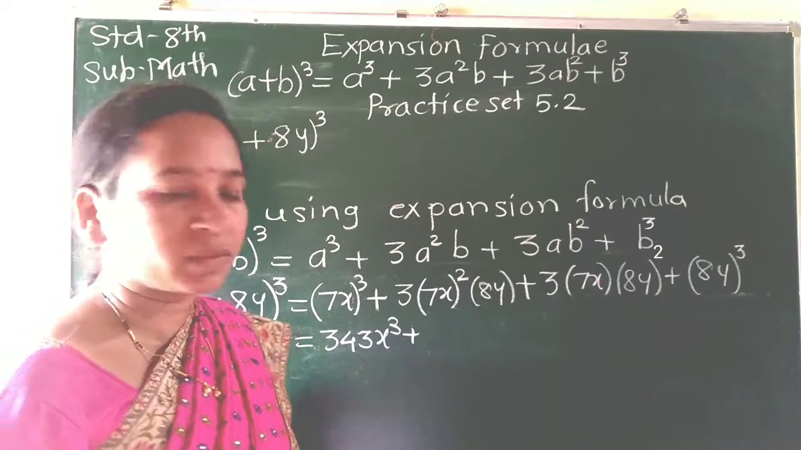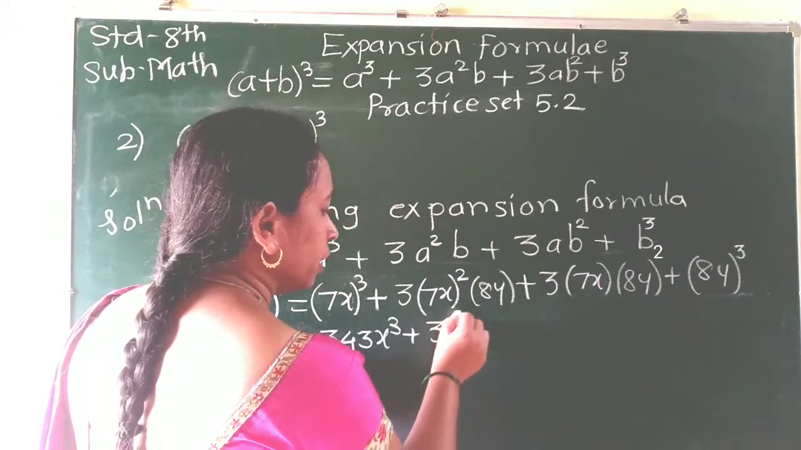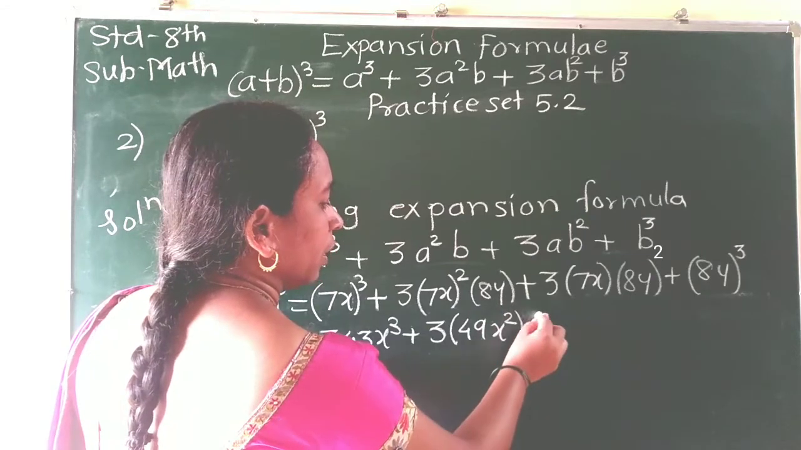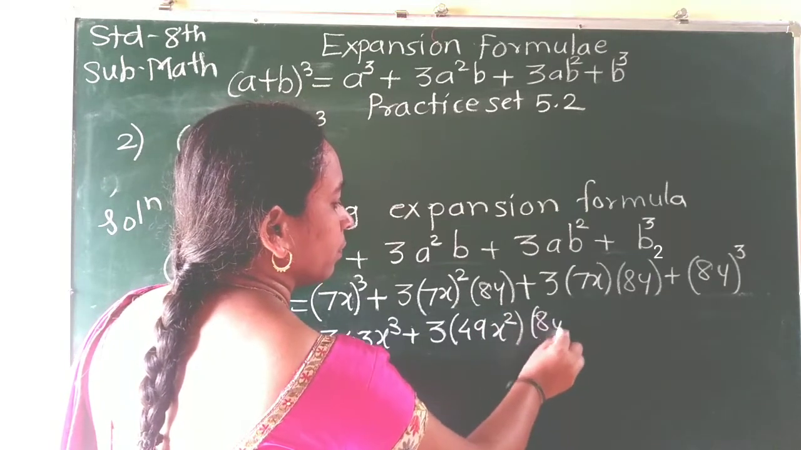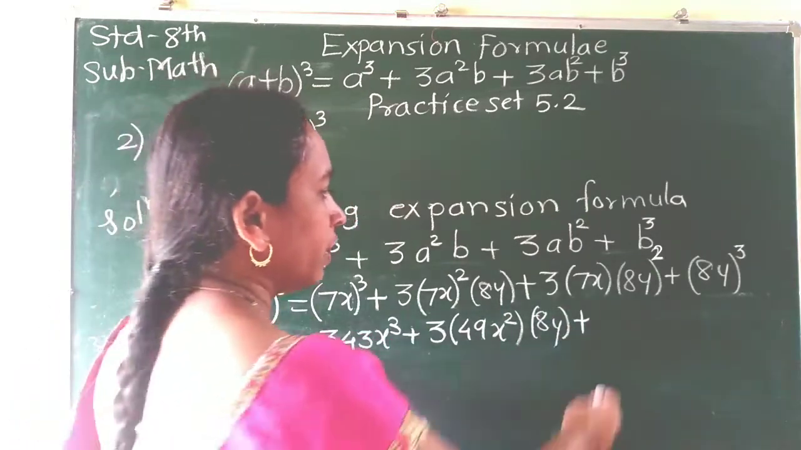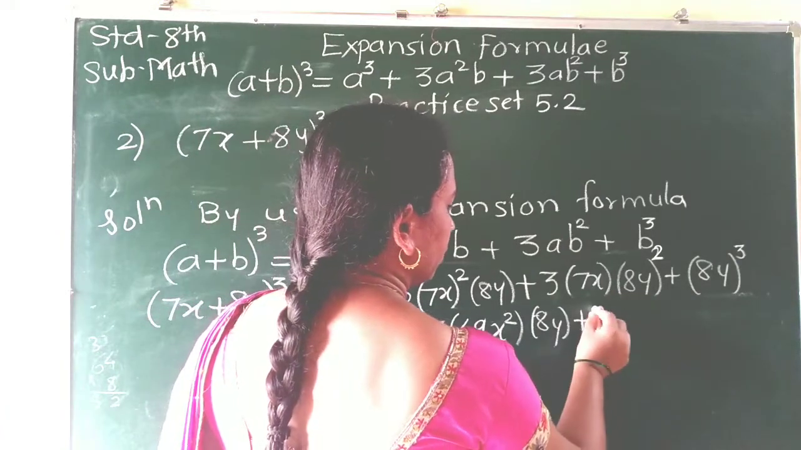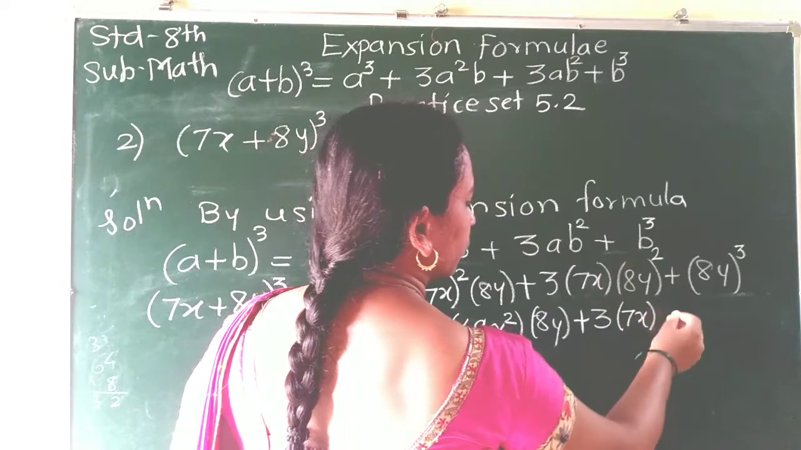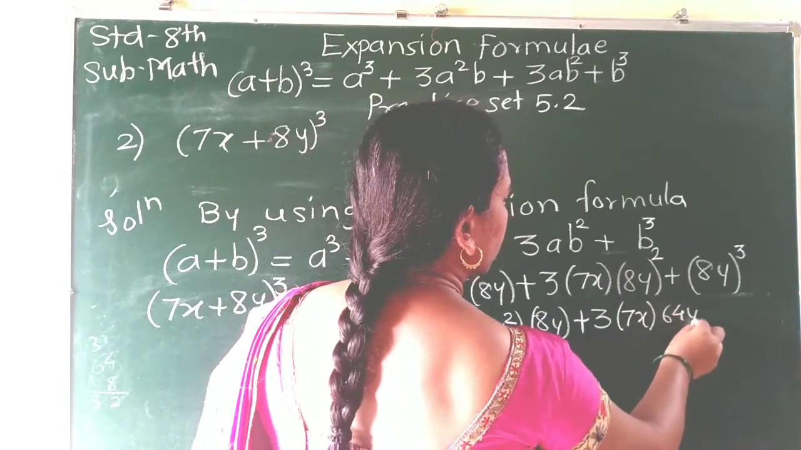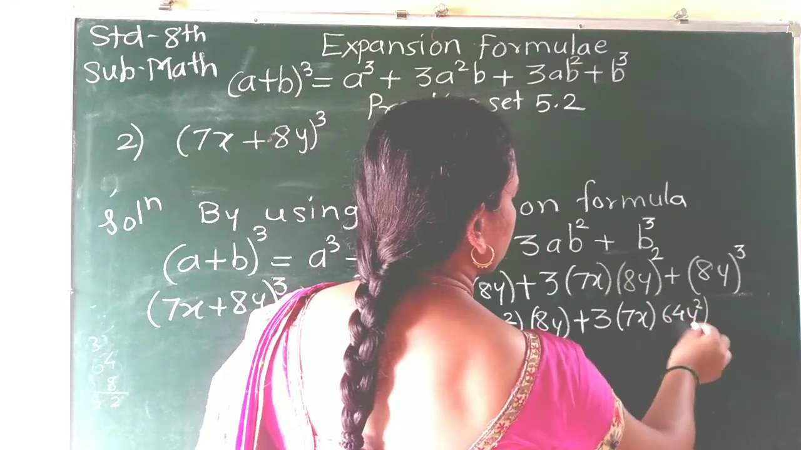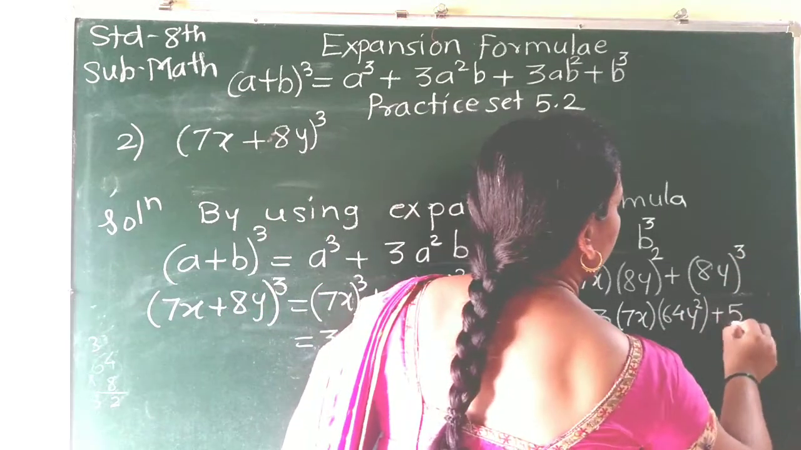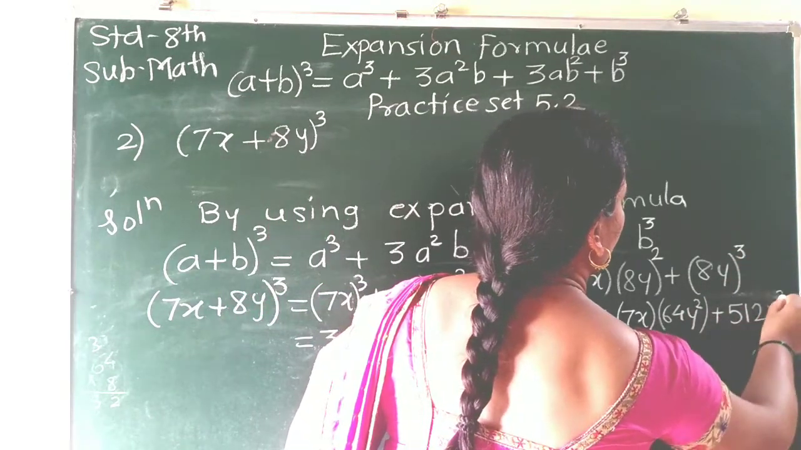7 square is 49. So 3 into 49 x square into 8y, plus we have to make the square of 8. So 3 into 7x into 8 square, which would be 64, into y square, plus 8's cube would be 512 y cube.